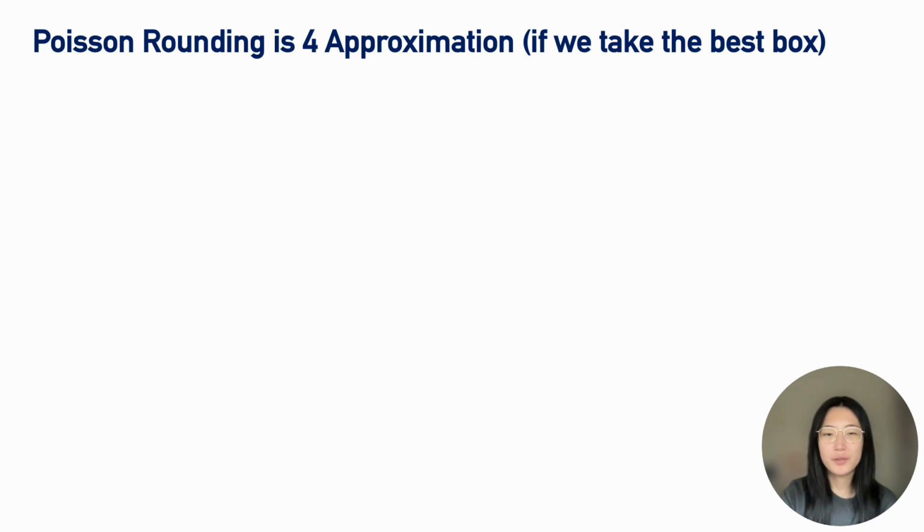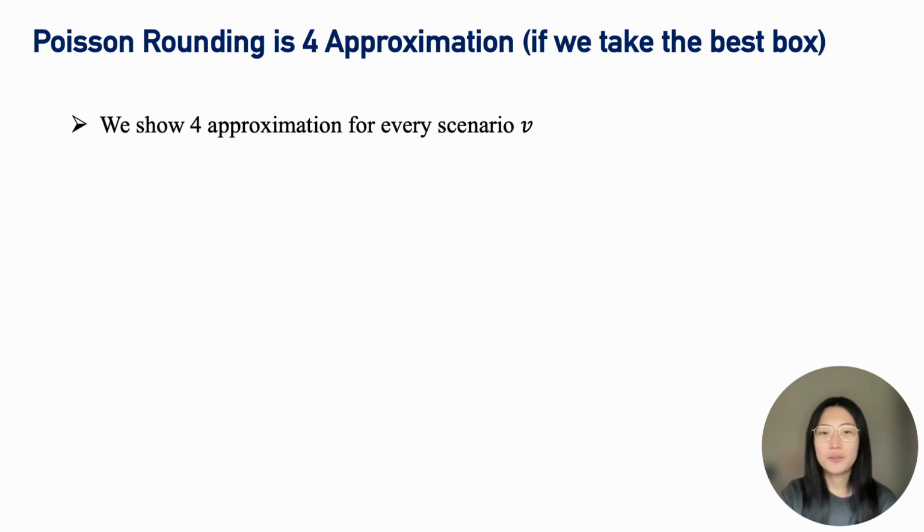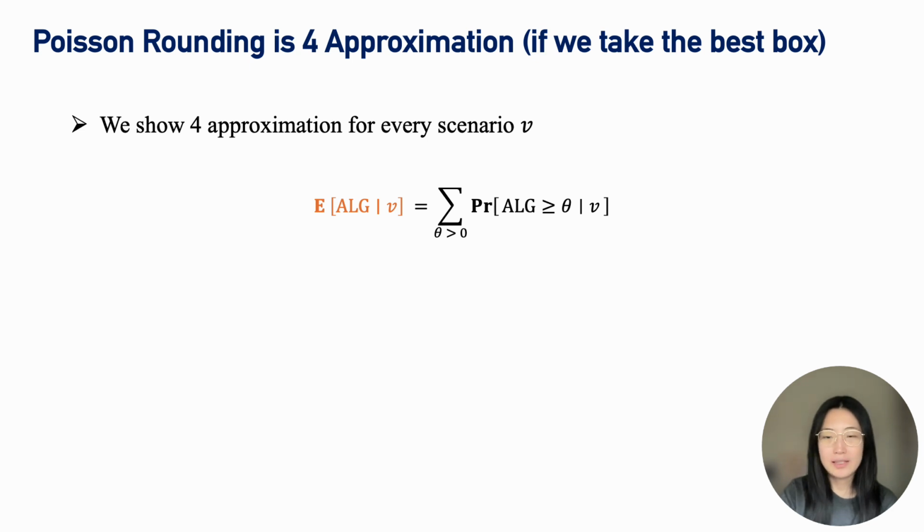This Poisson rounding procedure indeed gives a very efficient order of opening boxes. We will show that if we can always stop at the best box, then we will get a full approximation. We will show the full approximation for every scenario v. The expected cost of our algorithm in scenario v can be written as the sum over threshold theta of the probability that ALG is at least theta conditional on v.